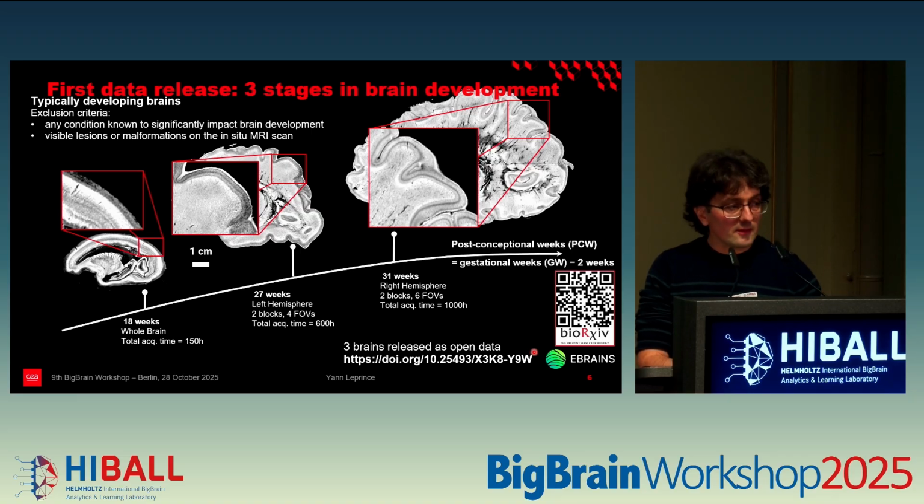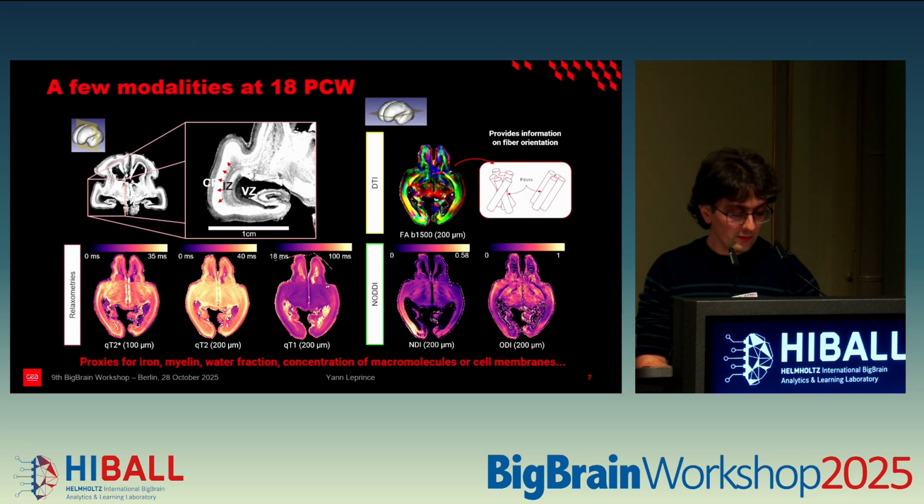So these are the anatomical scans, but for each of these brains, we also have a wealth of different maps that we released. In total, we have 16 or 17 maps per brain, so I'm not going to detail all of them, but you can see here the relaxometry maps, and here are some maps based on diffusion imaging. All of these maps provide information on the tissue microstructure in terms of iron concentration, myelin, concentration of macromolecules, cell density, etc. And by analyzing them in combination, we hope to be able to characterize the microstructure of the tissue.